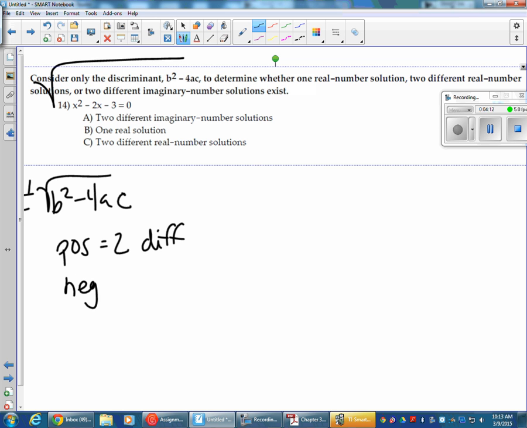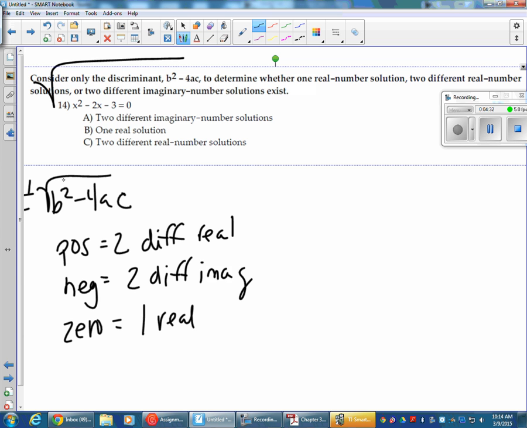If this is a positive number, then you're going to have two different real number solutions, because you'd have plus the square root of something and minus the square root of something. If it's a negative underneath here, the b squared minus 4ac, then you're going to have two different imaginaries, because then you'd be putting a negative underneath the square root. So you'd add something i and subtract something i. So two different imaginaries. And if you get 0, then you're just going to have one real solution, because that'd be plus 0 and minus 0, which is essentially the same thing.